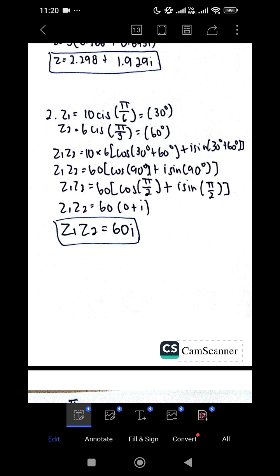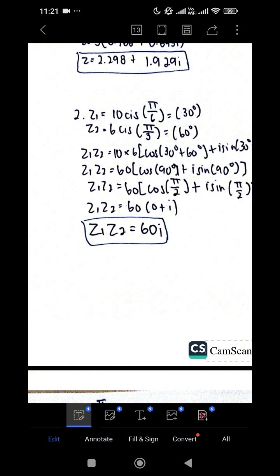So we again substitute. The value is 10 multiplied by 6 cosine of 30 degrees plus 60 degrees plus i sine of 30 degrees plus 60 degrees. So z1 z2 is equal to 60 times cosine 90 degrees plus i sine 90 degrees. Then we will get 60 cosine pi over 2 plus i sine pi over 2. Then we can simply make the value 60 times 0 plus i, so we will get 60i. So z1 z2 is equal to 60i.